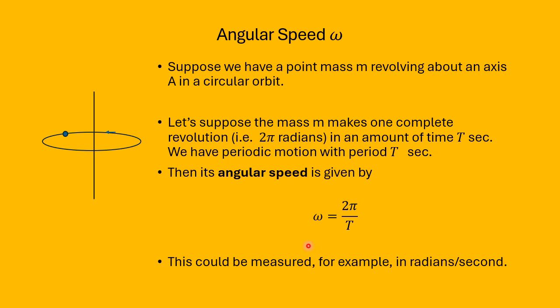So in this example I have measured omega in terms of radians per second. We'll almost always talk about radians when we're talking about omega, but of course T could be measured in seconds, hours, years, whatever.